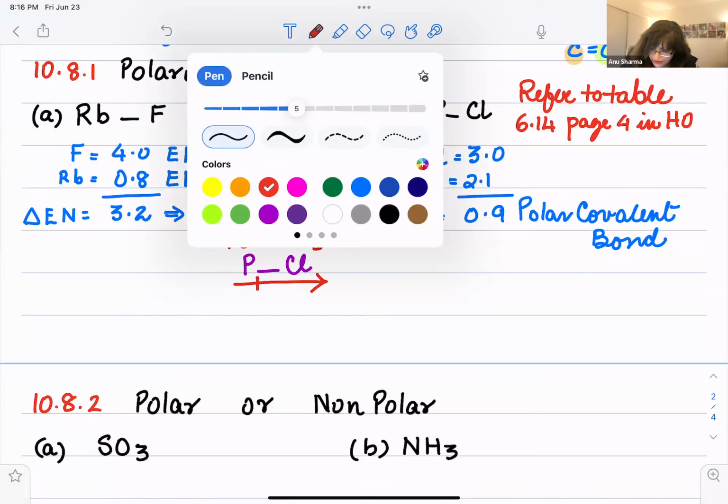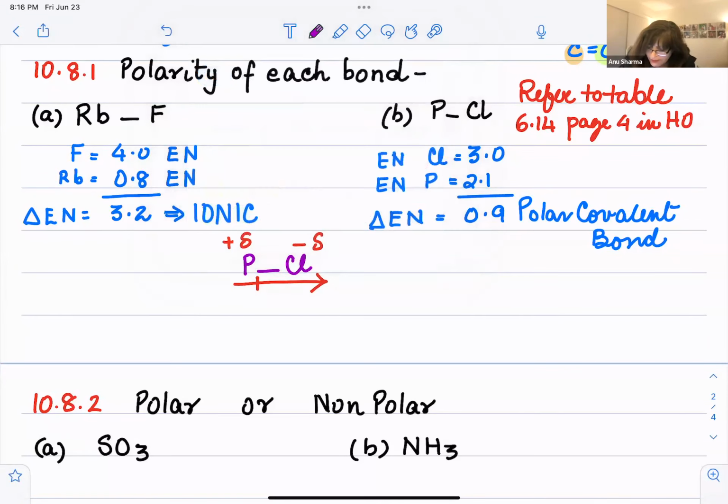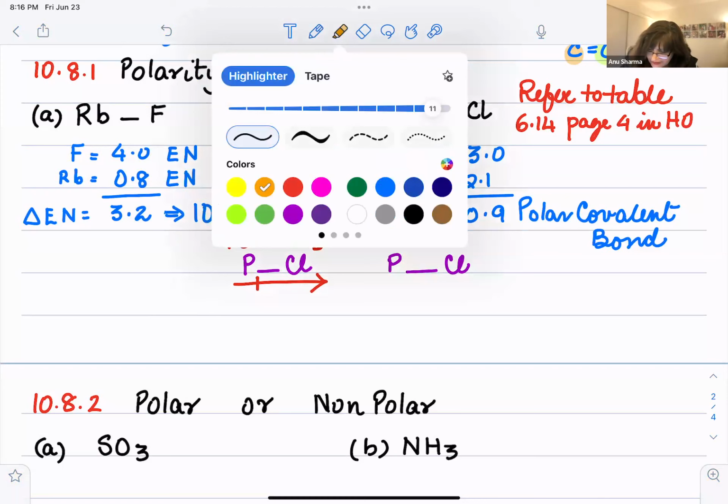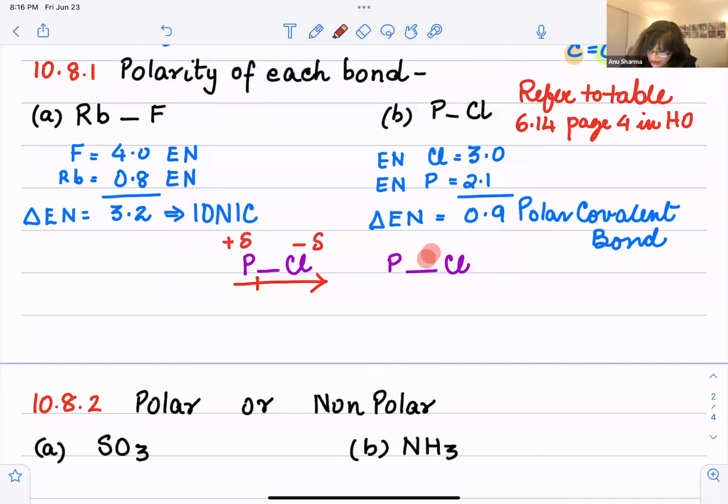Now, if you take a heat map, what does it look like? Here is the phosphorus and here is chlorine. In the heat map, we see that the electrons spend more time towards the chlorine side, so this side is the hot side. The phosphorus side is comparatively the cold side. This is how the polar bond looks.